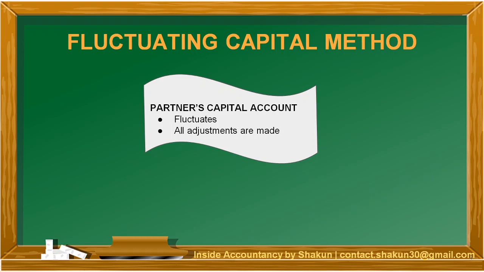Therefore, the name has been given fluctuating capital method because the partner's capital account keeps on fluctuating with every transaction. The capital account may have a credit or debit balance. If it has a credit balance, it is shown on the liability side of the balance sheet, and if it has a debit balance, then it is shown on the asset side of the balance sheet.